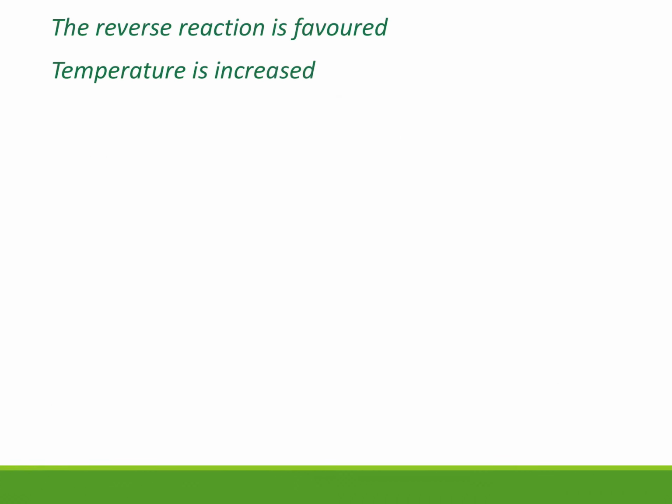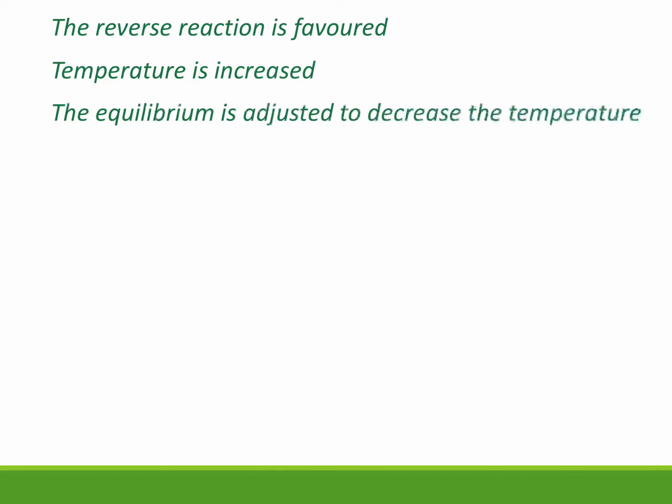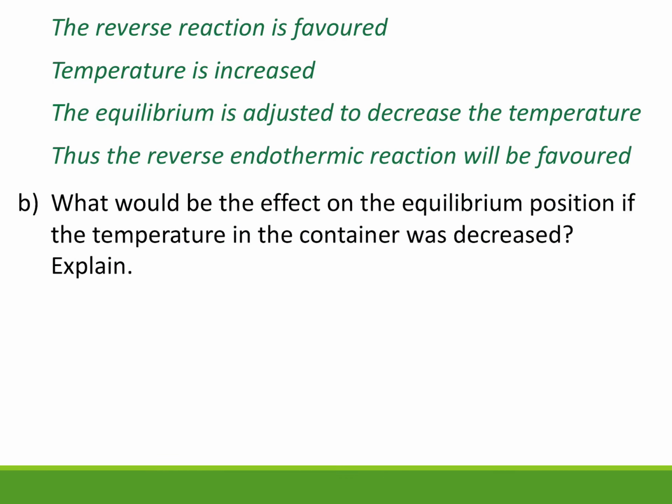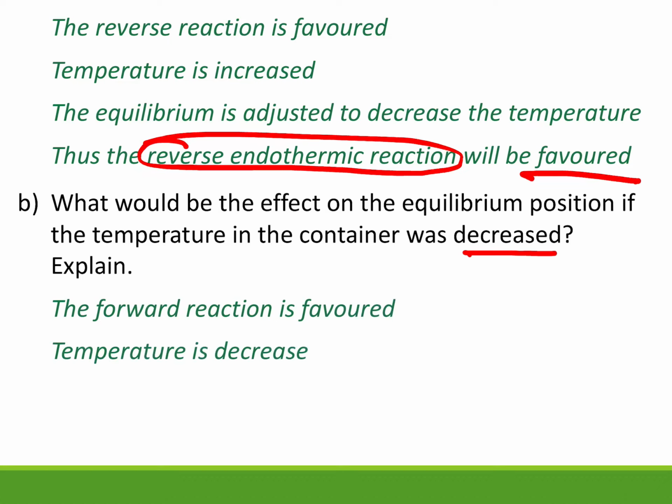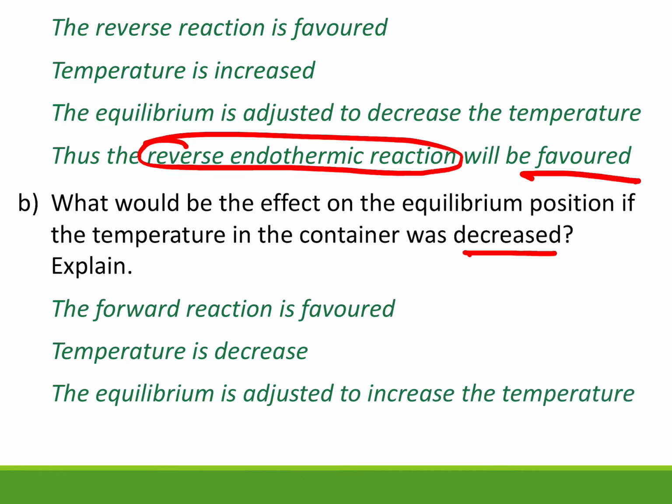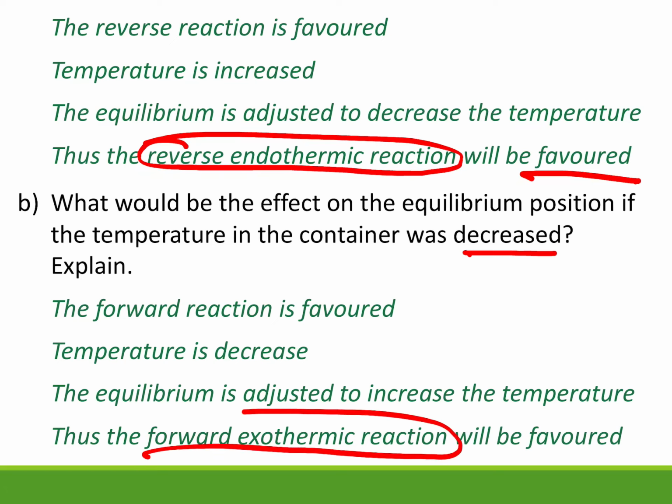The temperature is increased, the equilibrium is adjusted to decrease the temperature. Quite simple. And this means the reverse endothermic reaction is favoured. What would be the effect on the equilibrium position if the temperature in the container was decreased? Well, the forward reaction will be favoured because the forward reaction is exothermic. Temperature is decreased. The equilibrium is adjusted to increase the temperature. Therefore, forward exothermic reaction is favoured.